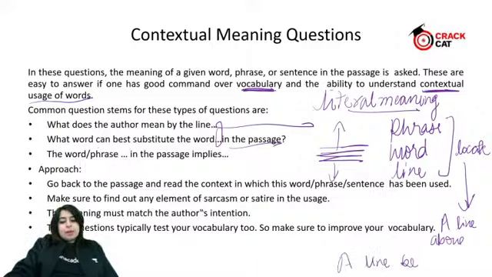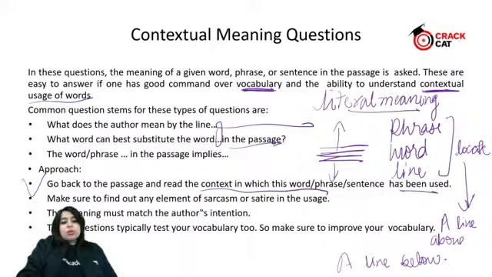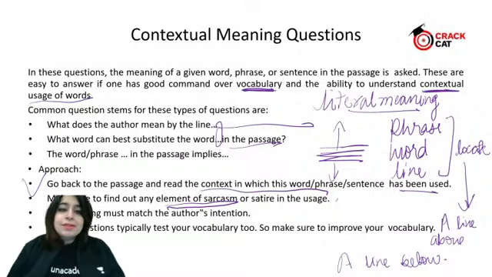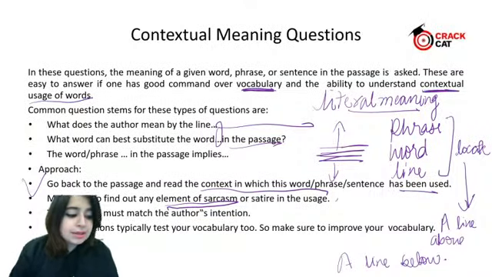Just reading a line above and a line below will give you a lot of clarity as to why the author ended up mentioning this or that particular line, word, or phrase in the paragraph. So you must always go back to the passage and read the context in which it has been used. You should also be able to find any element of sarcasm or satire in the usage. Many a time on the CAT examination, the author is using sarcasm or satire, and it's very difficult for students to understand that the author is being sarcastic here.